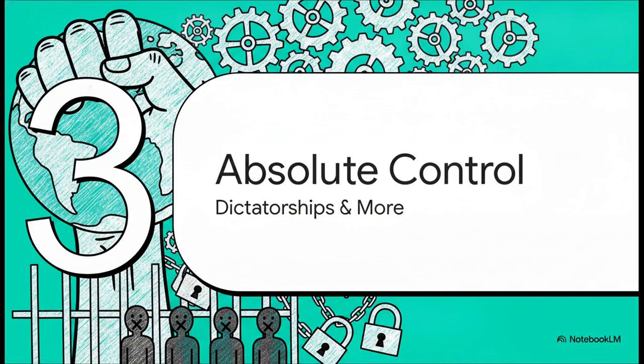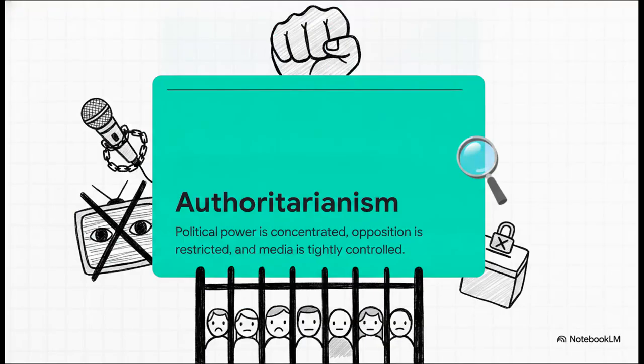All right, moving into our third section, absolute control and ideology. This is where we explore systems where public influence is severely restricted. First up, let's define authoritarianism. In an authoritarian system, political power is highly concentrated in the hands of a single leader or a very small group. The defining characteristic here is restriction. Citizens have highly limited influence over government decisions. Political opposition faces strict barriers or outright bans, and the media, along with public expression, are often tightly controlled by the state to maintain the established order.